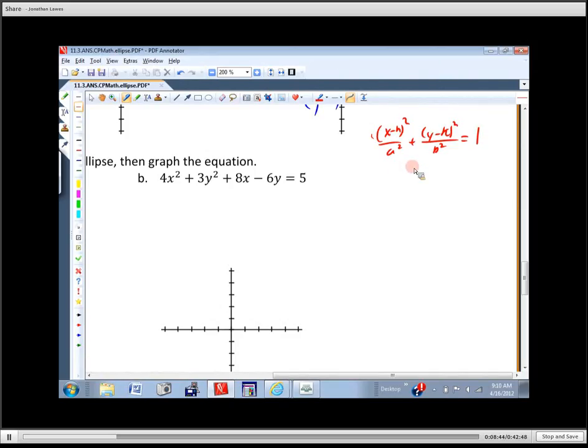Any questions? Okay, so let's get this in the right form. The first thing I'm going to do is collect the x's together. So this is going to be 4x squared minus 8x, plus 3y squared minus 6y equals 5. So we've got to make a perfect square. We've got to complete the square. So I save room for that. Yes? It is. Thank you.